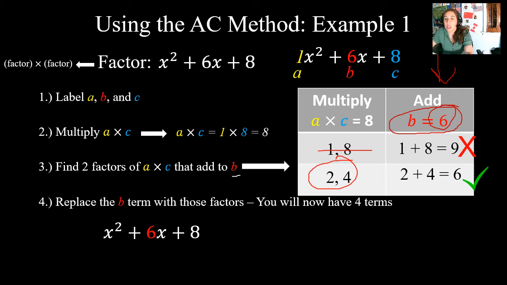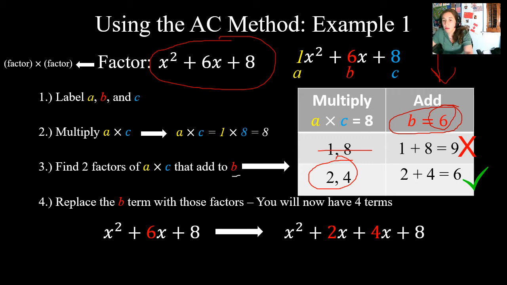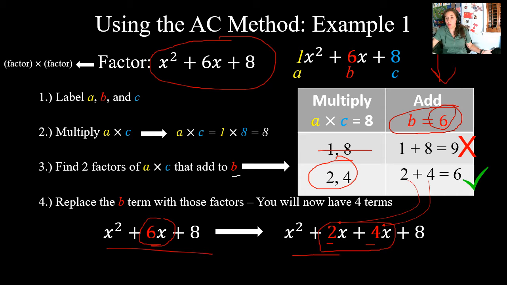So now I'm just taking my original polynomial, my original trinomial, and I'm rewriting it so that I'm replacing that 6 with the 2 and the 4 that I just found, okay? That's where that came from, because it's equivalent, you guys, right? 2x plus 4x, what does that equal? It equals 6x. So these are still equal. This polynomial and this polynomial are completely equivalent.